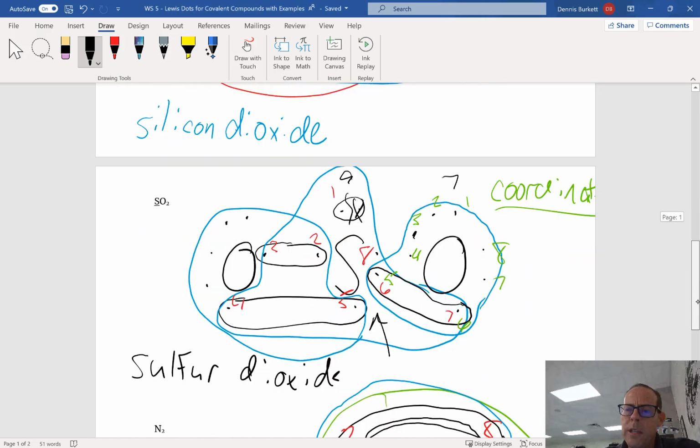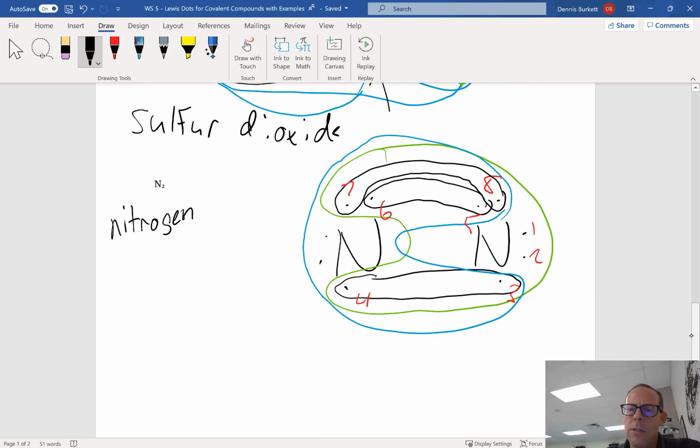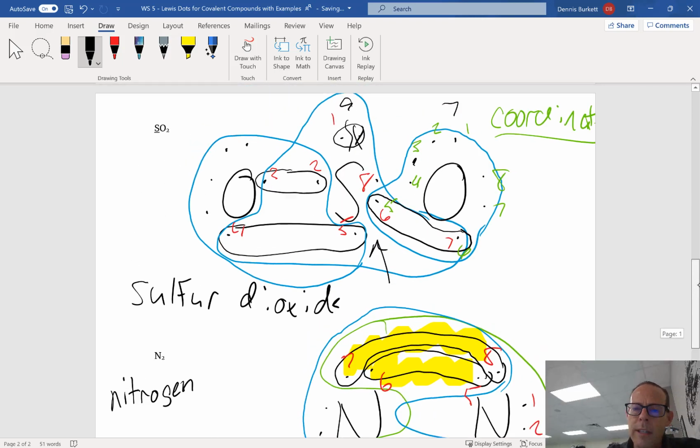We're going to skip to nitrogen next, and then we'll come back to sulfur dioxide. So on this one, I am sharing here, I'm sharing there, I'm sharing there. So because I'm sharing in three different spots, it's going to be a triple bond. So N dash dash dash N.